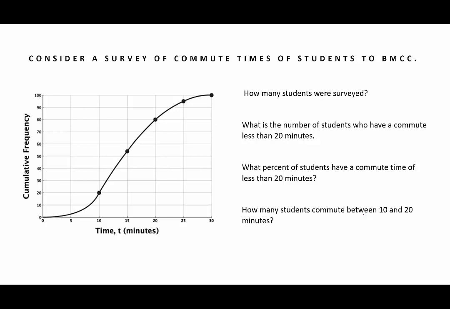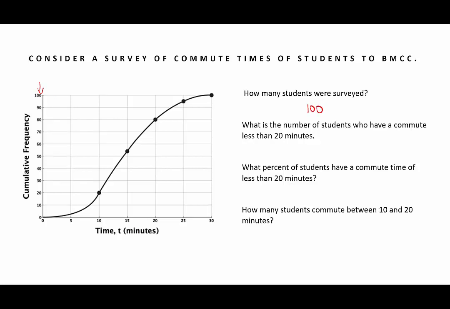Another example, consider a survey of commute times of students to BMCC. First, how many students were surveyed? So looking at this beautiful graph, this is an ogive, this is cumulative frequency. And so to figure out this first question, how many students were surveyed, we go straight to the top, and we would see that there were 100 students surveyed.